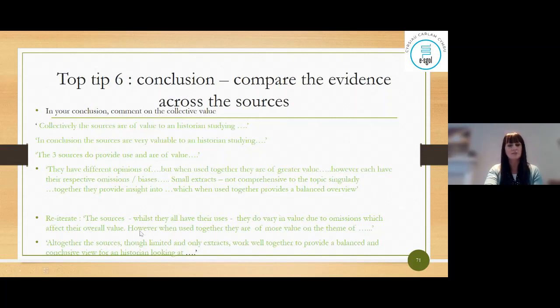And remember to reiterate that the sources, whilst they all have their uses, they do vary in value, okay, because it depends on what's been left out, their omissions and their biases, and that does affect their overall value. But obviously the three of them used together, which you can do in the conclusion, are more valuable to you for giving you an overview of how things have changed, okay.